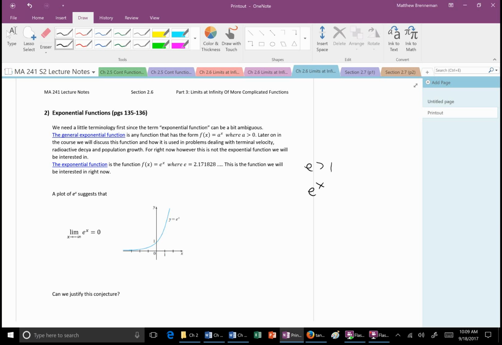Think about 2, right? 2 to the first, 2 to the second, 2 to the third, 2 to the fourth. By the time you get up to 2 to the 20th, you have more atoms than there are in the known galaxy. It's a number that really increases quickly. So you can use that as kind of a benchmark, all right? So what this means is that as x goes to infinity, this tells us that e to the x also goes to infinity. And that's why the function looks the way it does, right?